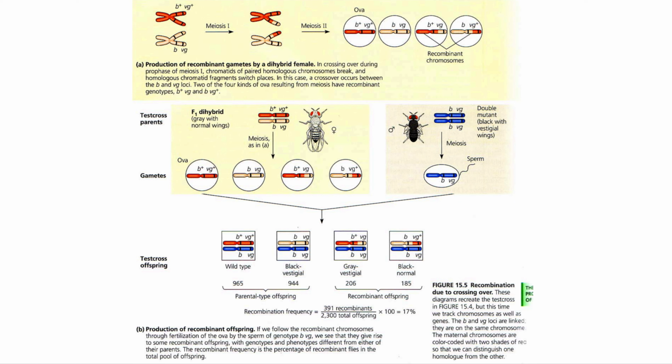So we can actually add all of those up together. If we give it the proper numbers, there's just shy of 400. We have 391 recombinants out of a total 2,300 offspring. 391 divided by 2,300 times 100% gives us about a 17% crossover rate. So we know that the likelihood of these 2 genes getting independently assorted from each other is about 17%, which is much lower than the 50% you would expect if they were on 2 completely different chromosomes.